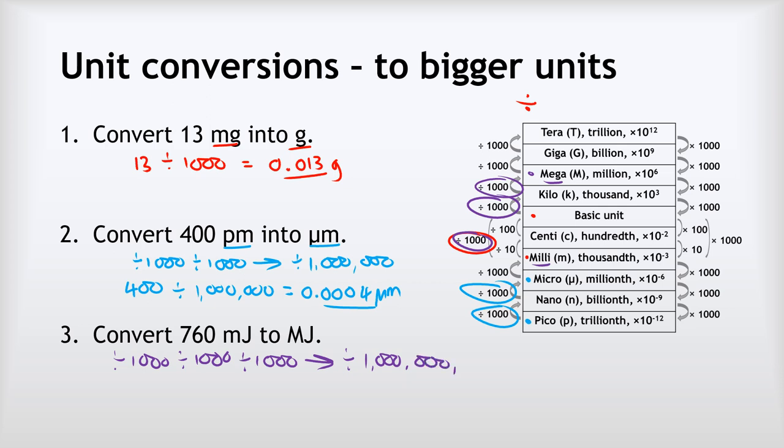Okay, so let's do that. So we're going to do 760 divided by 1 billion. So 1 with 9 zeros.